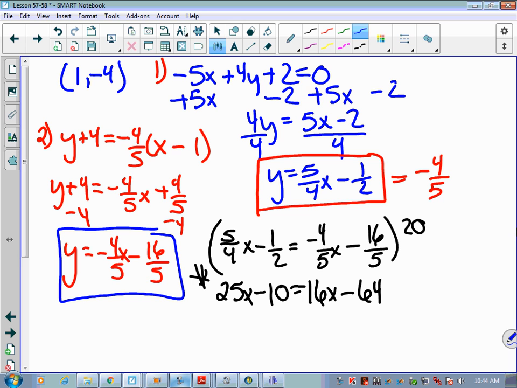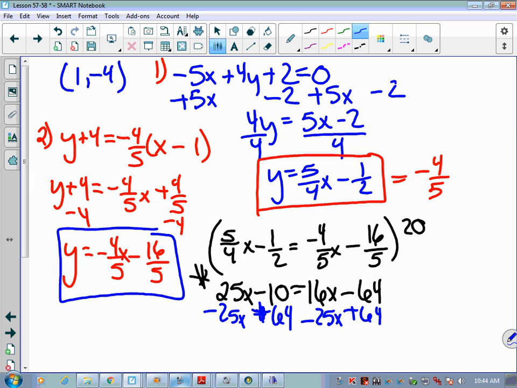Here, we're going to solve like we normally would with this question. So we're going to isolate x. I would probably add 64 to this side, if it'll let me, hold on. There we go. Add 64 and subtract 25x.